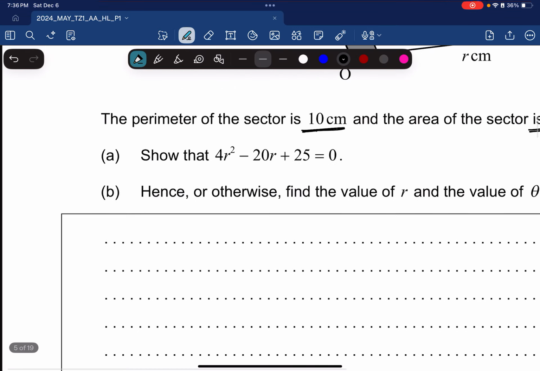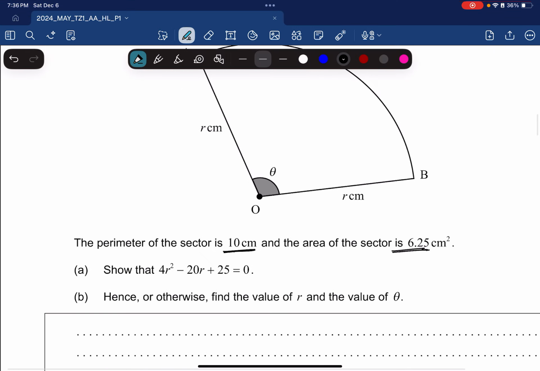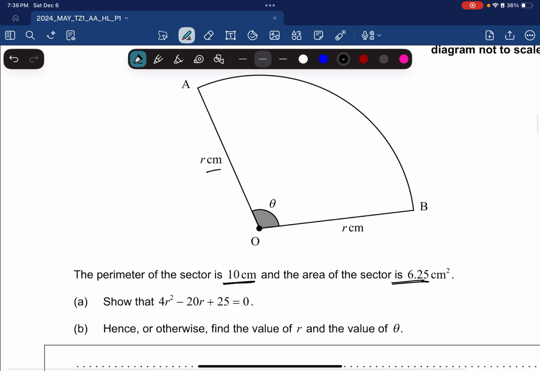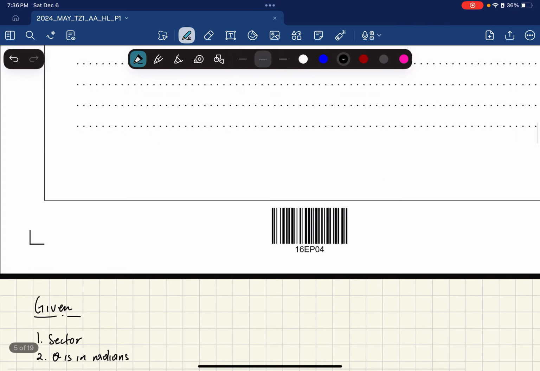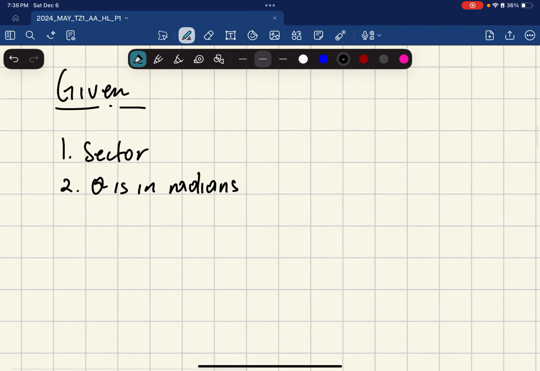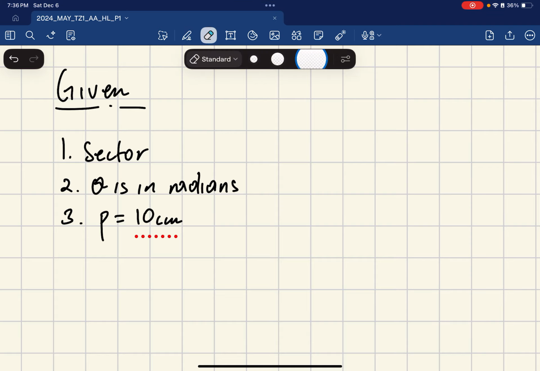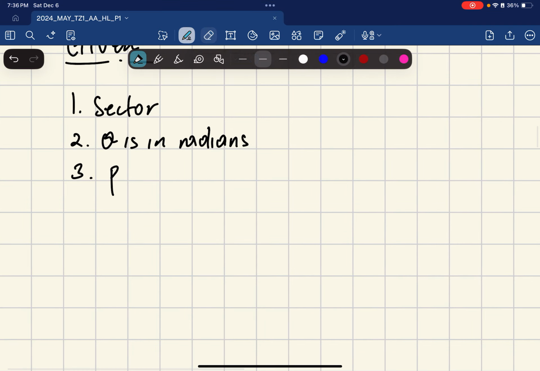Then another thing that I'm given is the perimeter of this sector. So this sector with r and this arc length here, I'm given its perimeter. I'm going to go ahead and take note of that. I'm given the perimeter, which I'm going to say P is equal to 10 centimeters. Actually, I'm just going to write the full thing so it helps. Perimeter is equal to 10 centimeters.